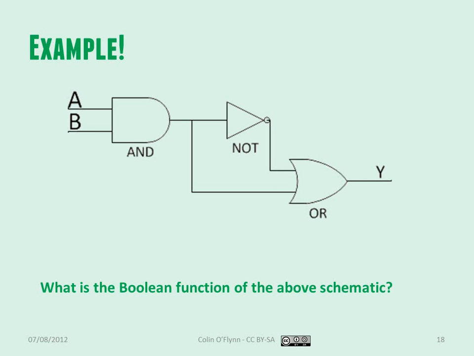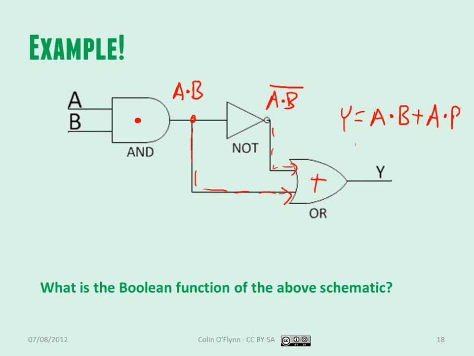In the same way, we can use Boolean functions exactly as we use a schematic, so they're different ways of representing the same information. So we said this is an AND gate. This point here is A and B. This point, after the NOT gate, we could say is A and B, inverted. And the output of the OR gate, we know, for example, here is A and B. Here is A and B not. This is an OR gate. So the output Y is equal to A and B, OR with A and B complement. So again, when you look at a Boolean function written out like that, there's a representative schematic associated with it.